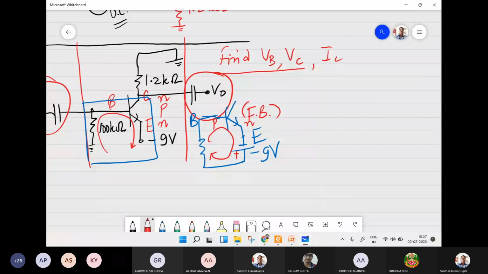We can apply KVL into this input loop here, as shown over here, marking the currents. So let us see what current is going to flow through this 100K resistance. It is nothing but the base current IB. IB is flowing. Okay, so let me rewrite clearly.